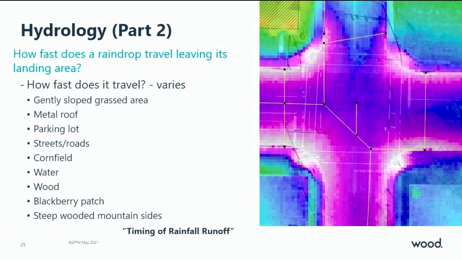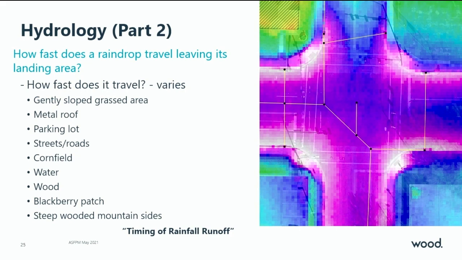Hydrology, part 2. How fast does the raindrop travel when it's leaving its landing area? How fast does it go? It varies. Might be on a gently sloped grass area and kind of takes its time leaving. Could be on a steep metal roof and it flies off. Could be on a flat parking lot. Could be on a steep parking lot. Could be on a flat road, a steep road.